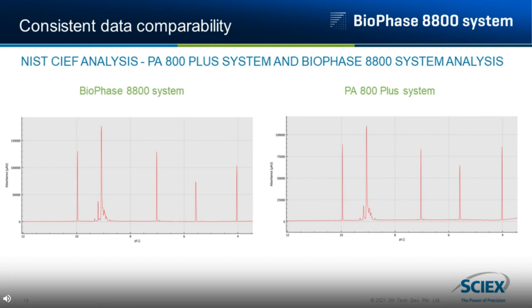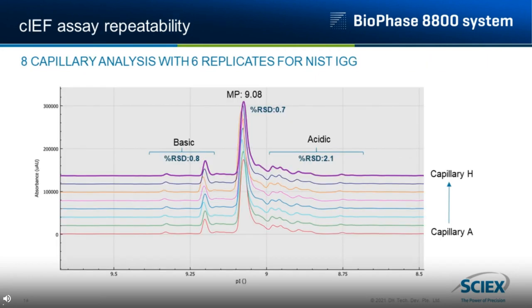And in addition to the system comparability between the two platforms, we also performed a repeatability assessment of the cIEF kit on the BioPhase system. Shown here is 6 consecutive injections of NIST IgG cIEF samples on all 8 capillaries simultaneously, giving us 48 data points in 6 hours. The profile correlates very well between run to run and between capillary to capillary.